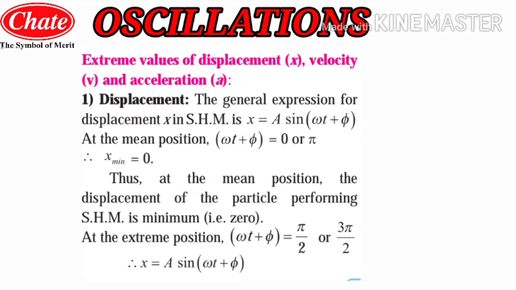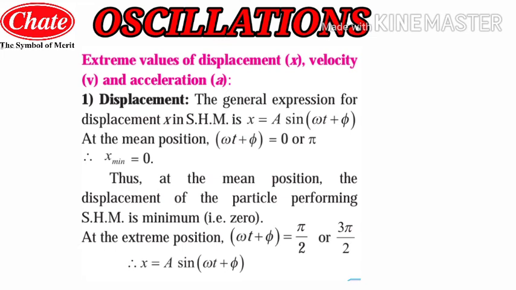So as we know students, sine pi by 2 is 1. Okay, sine pi by 2 is 1, that is sine 90 is 1, so it will be 1. So x will remain as plus minus a. So this is the extreme position value of the displacement.